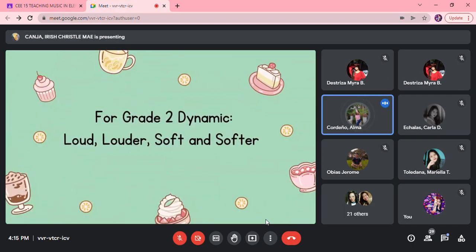So for grade 2 dynamics, it is louder, soft and softer. It is the same as grade 1, but here it is only louder and softer.